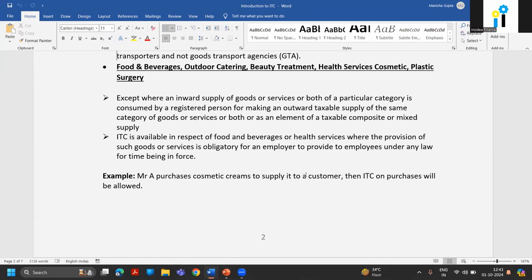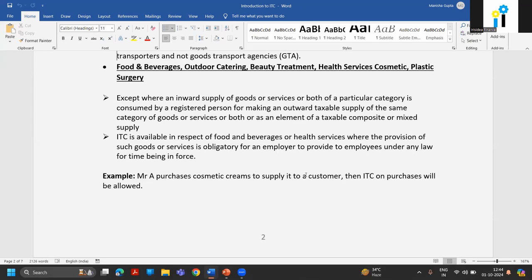For example, Mr. A purchased a cosmetic cream to supply to his customer, then ITC on purchase will not be allowed. The purchase is of cosmetic cream to supply to a customer. He purchased a cosmetic cream to supply to his customer. If we want to supply that cosmetic cream to his customer, then can he claim ITC?